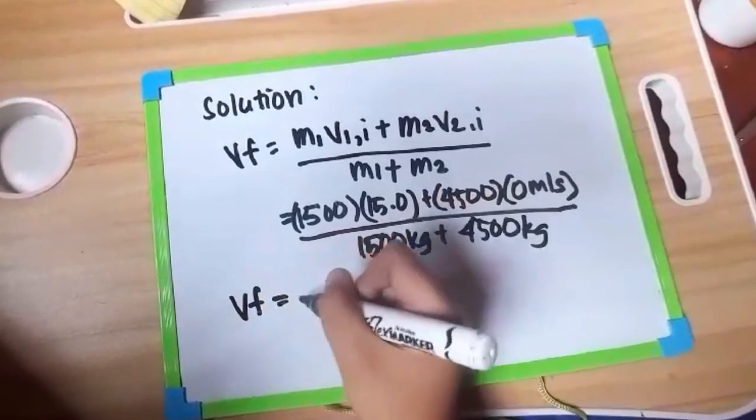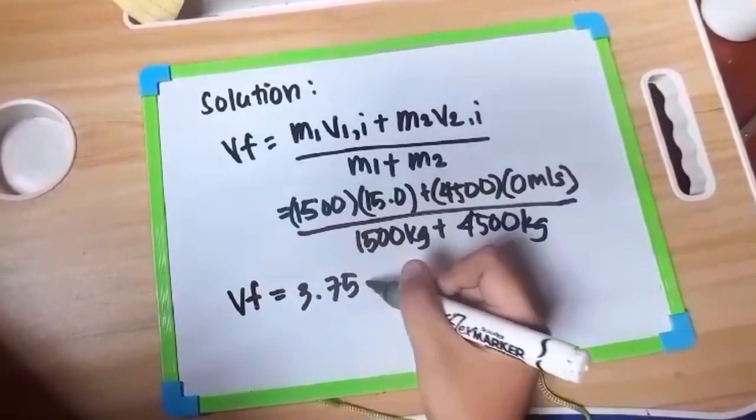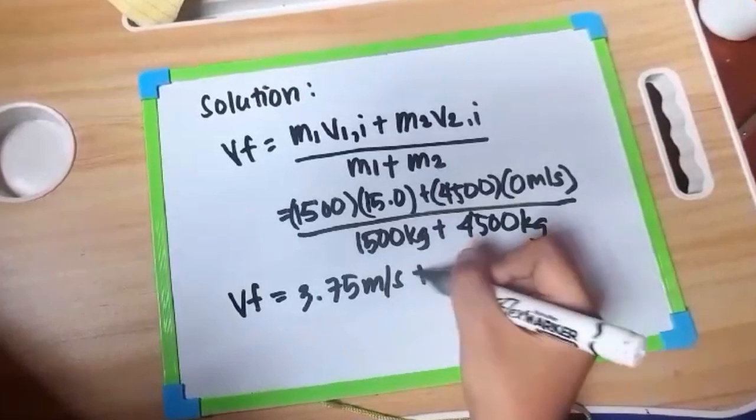So their final velocity is 3.75 meters per second to the south.